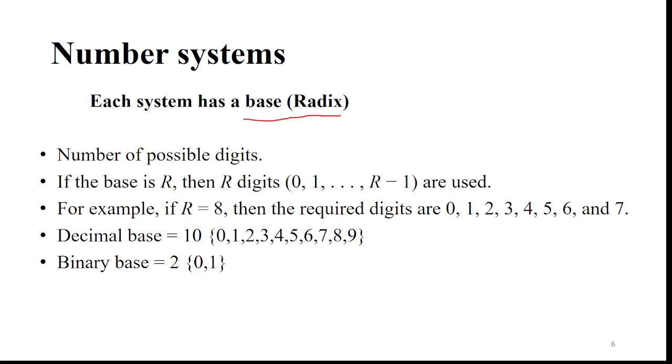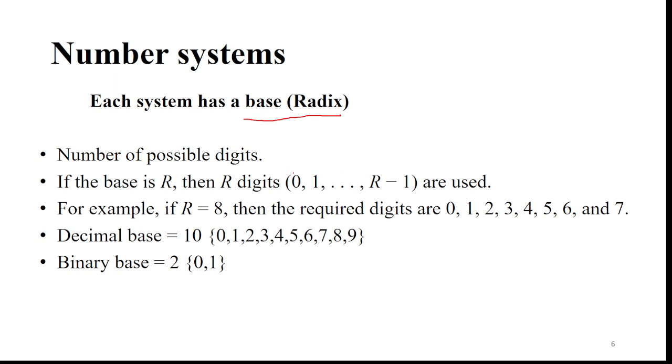So it determines the number of possible digits that can be used in that system. So the base tells you how many unique digits are available. For example, let's say our base is base R. R could be 0, 1, 2, 3, and so on. So if the base is R, then there are R digits ranging from 0 to R minus 1.